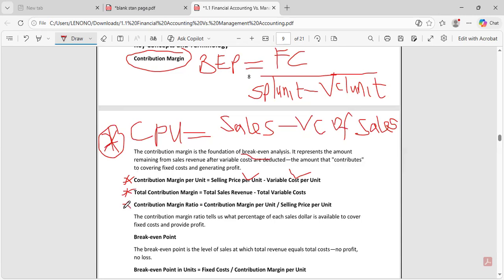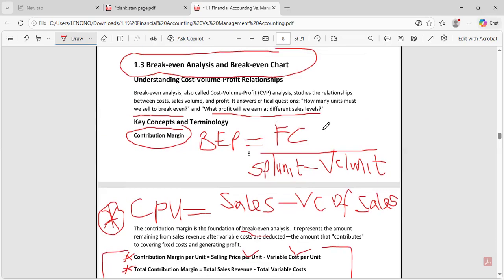Then we have the contribution margin ratio, which is equal to contribution margin per unit over selling price per unit. So this is how you get the contribution margin ratio. And of course, the contribution margin ratio tells us the percentage of each sales dollar that is available to cover the fixed cost and provide profit. All right, so these formulas are very, very important for you to know as we are looking at the break-even point formula.